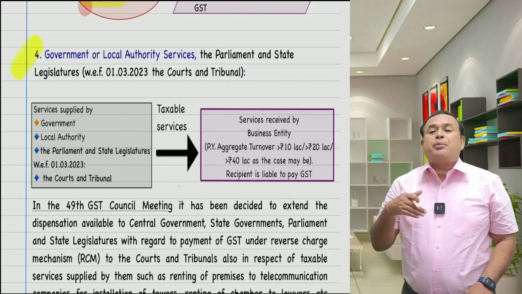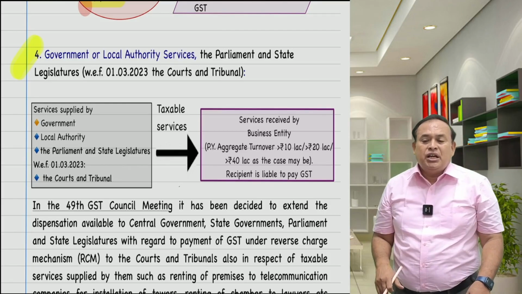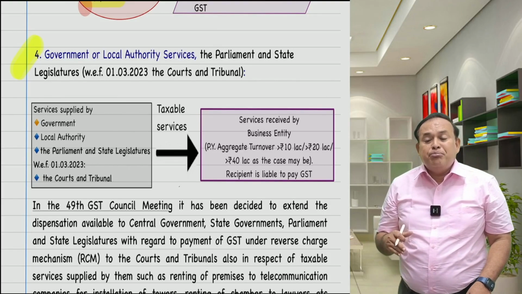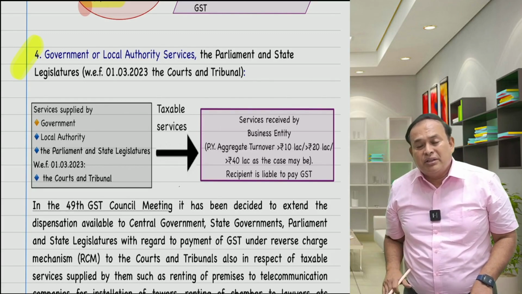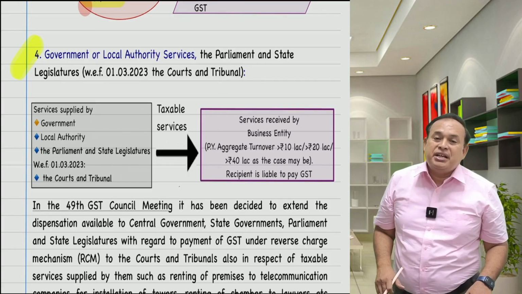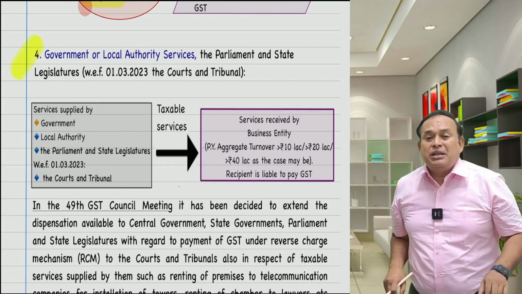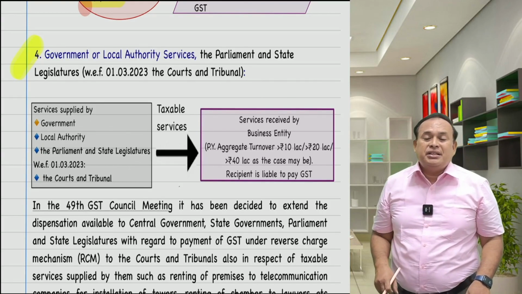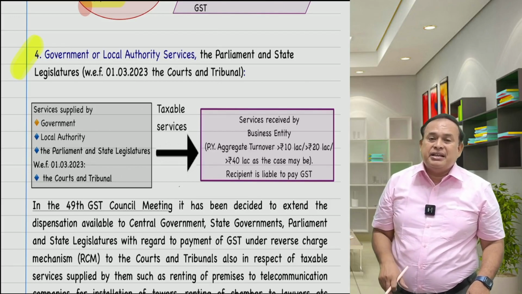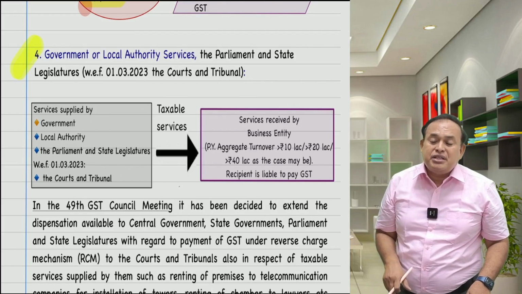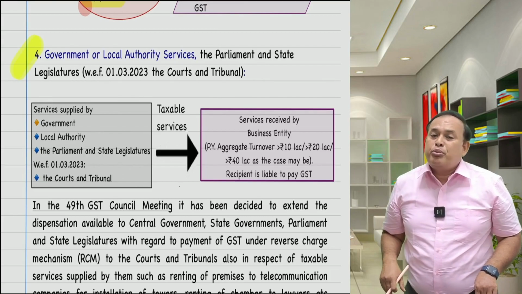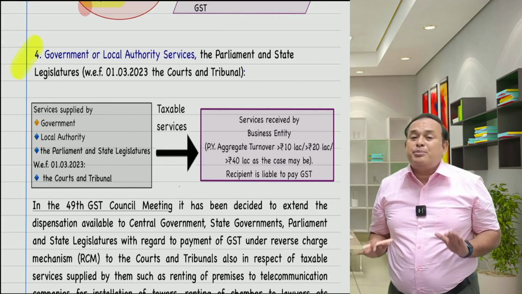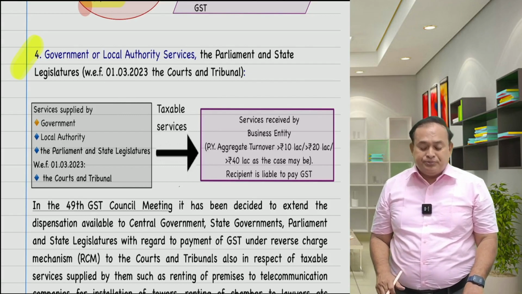If they are the supplier of services to a business entity, and the business entity's turnover in the preceding financial year exceeded the threshold limit for registration, then in the current year such supply of services to such business entity will attract GST, provided it is not an exempted supply of service.